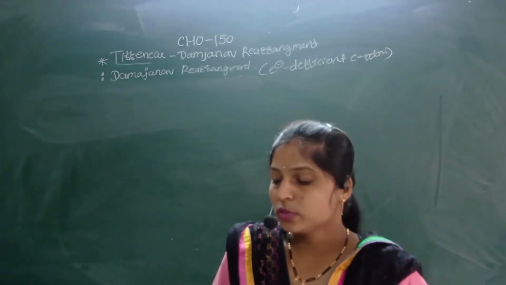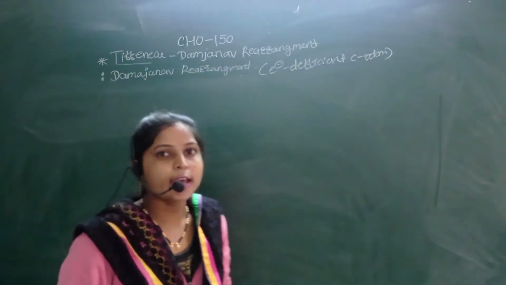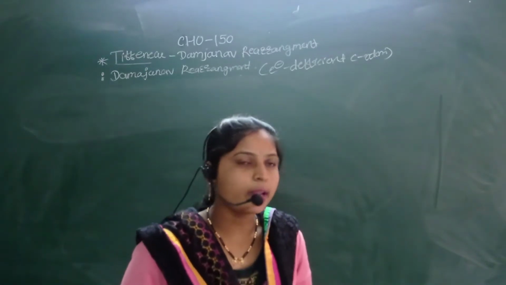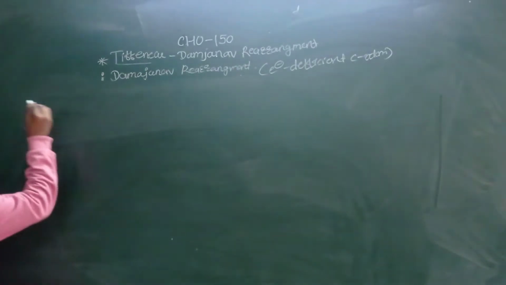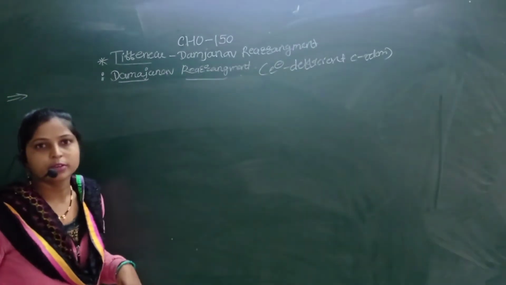So let us first of all discuss the Demjanov rearrangement. This rearrangement is followed by the electron deficient carbon atom. So see here, the statement of the Demjanov rearrangement.